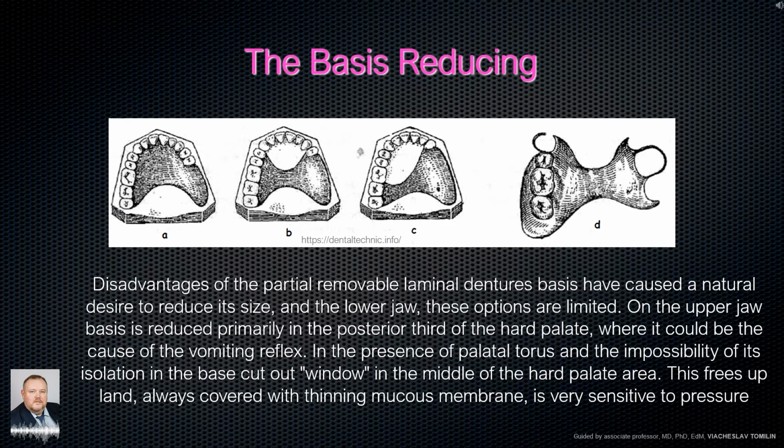Disadvantages of the partial removable laminar denture base have caused a natural desire to reduce its size on the upper and lower jaw. These options are limited. On the upper jaw, the base is reduced primarily in the posterior third of the hard palate, where it could be the cause of the vomiting reflex. In the presence of palatal torus and the impossibility of its isolation, a window is cut in the base in the middle of the hard palate area. This frees up an area always covered with thin mucous membrane, which is very sensitive to pressure.